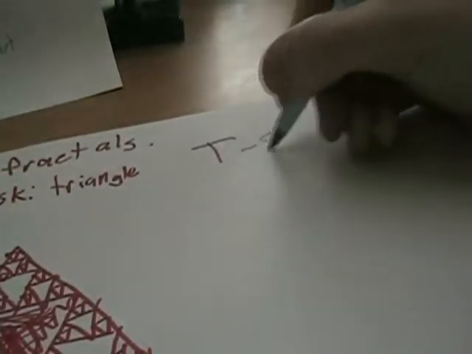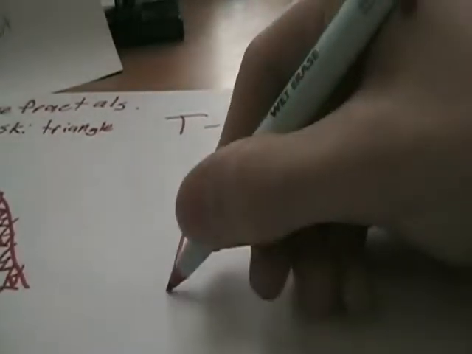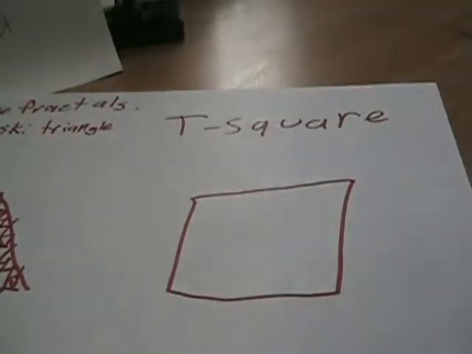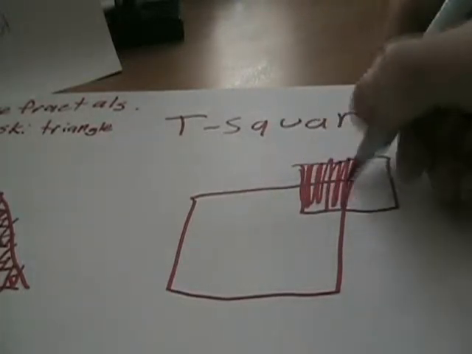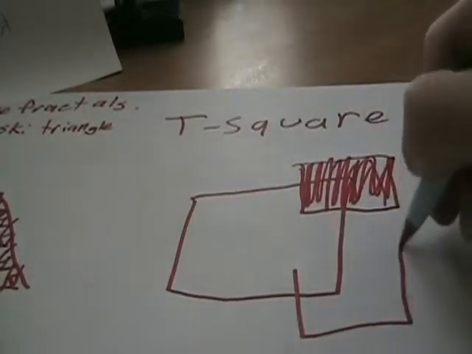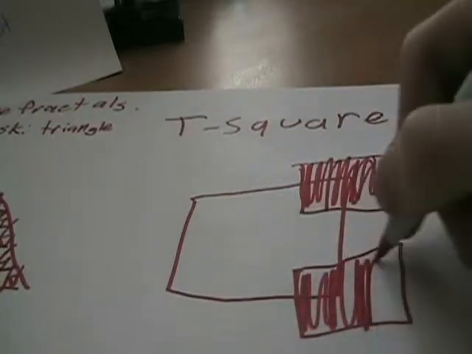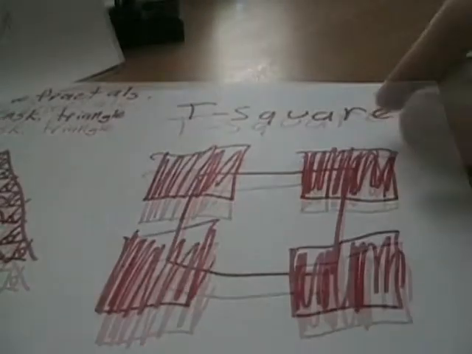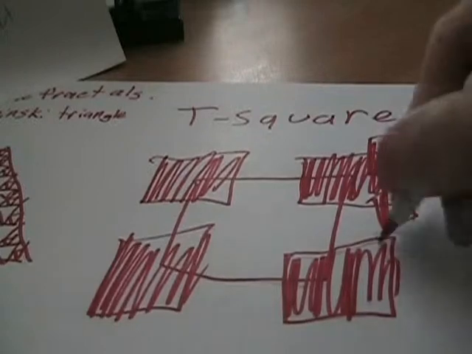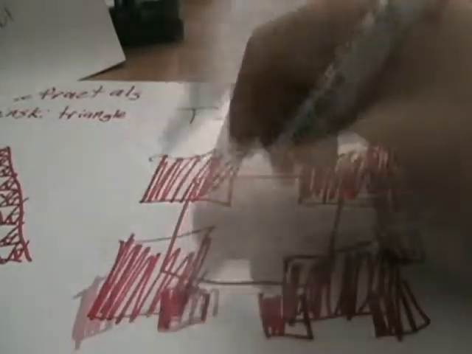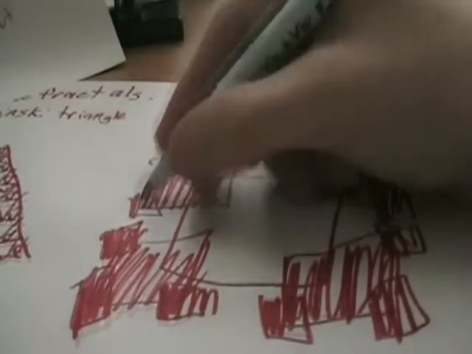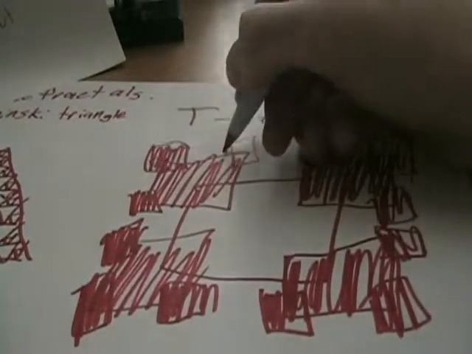Alright, so let's move on to our second simple fractal, called the T-square. The T-square starts off with a regular square, and then we add a similar square onto each corner of the main square. And that goes on to the next step, where we add squares, similar squares, onto each of the corners of those squares. And that just keeps going on until forever.